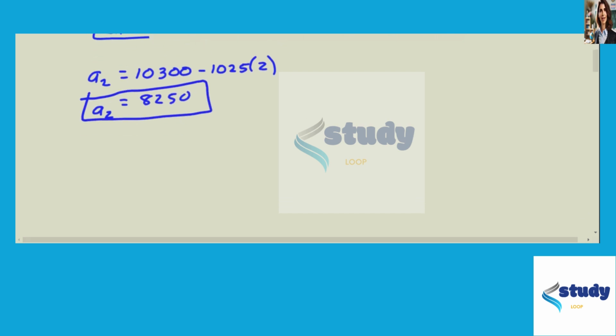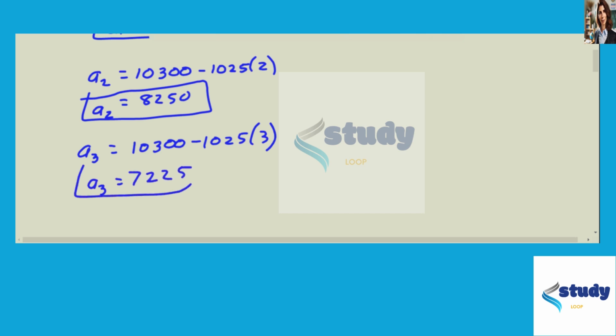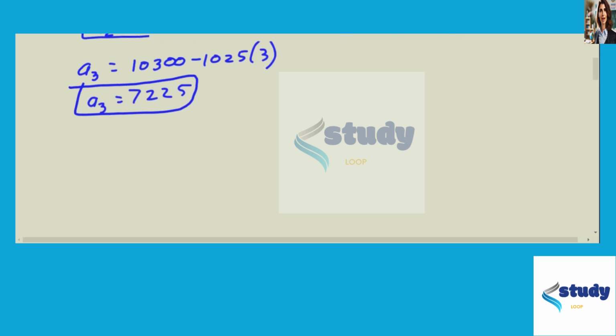All right. Next, for a sub 3, we'll substitute 3 in for t. So 10,300 minus 1,025 times 3. 1,025 times 3 is equal to 3,075, and 10,300 minus 3,075 is equal to 7,225. Okay, next we've got to find the 4th year, so we'll substitute in 4 for t. We'll have 10,300 minus 1,025 times 4. 1,025 times 4 is equal to 4,100, and 10,300 minus 4,100 is equal to 6,200.